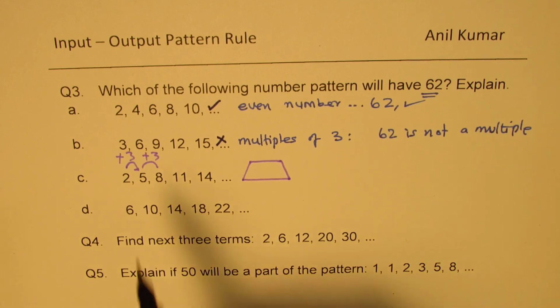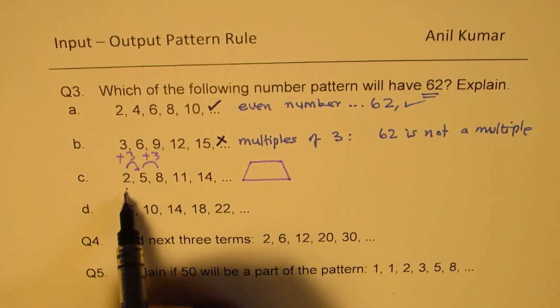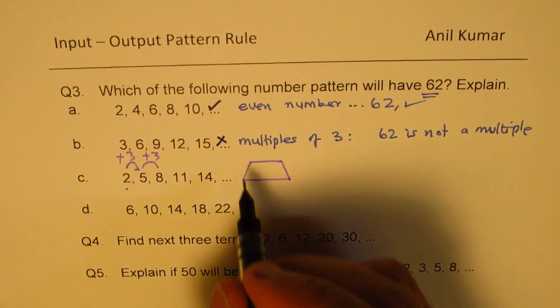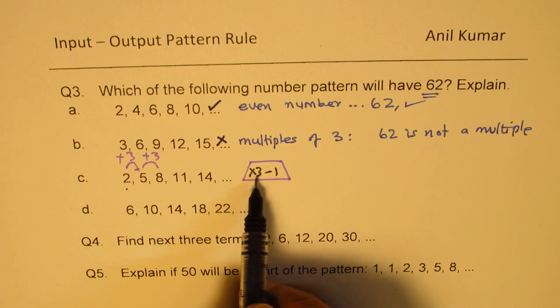The rule is times 3. This is the first term, right? 3 times 1 is 3. And how do you get 2? Take away 1. So times 3 minus 1.